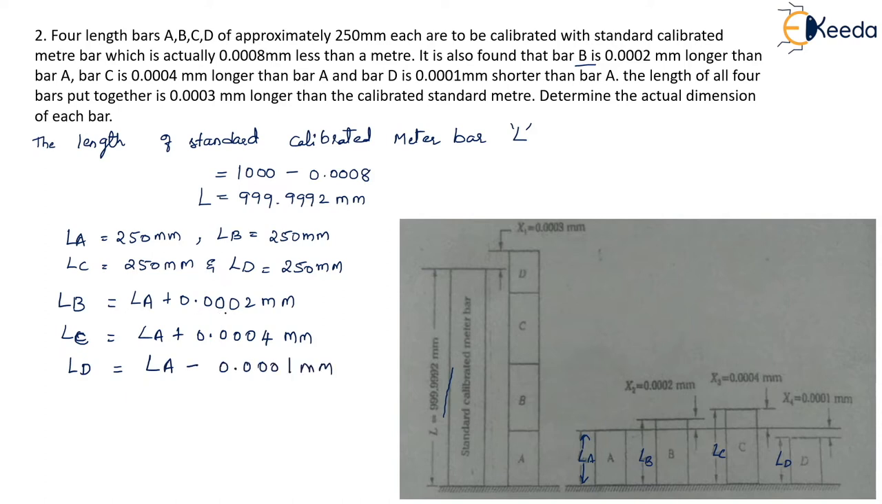Let us consider this 0.0002 mm as X2, 0.0004 mm as X3, and this 0.001 as X4. See, from the figure we can see that when these bars A, B, C, D are compared with this standard calibrated meter bar, there is a difference, that is X1 is given as 0.0003 mm. So the 1 meter bar is 0.0003 mm shorter than these blocks when they are combined.